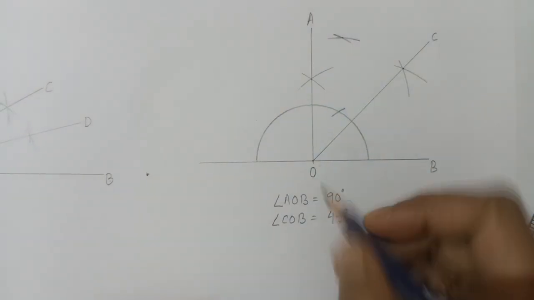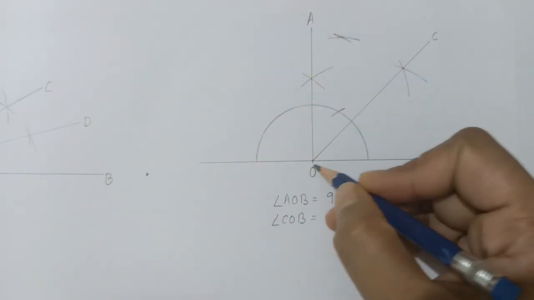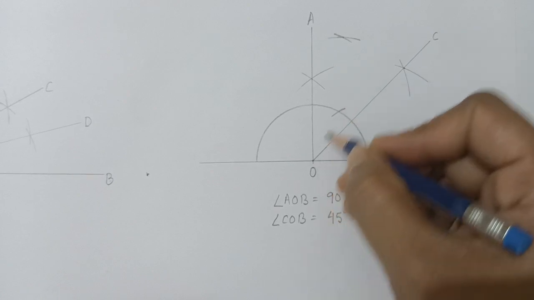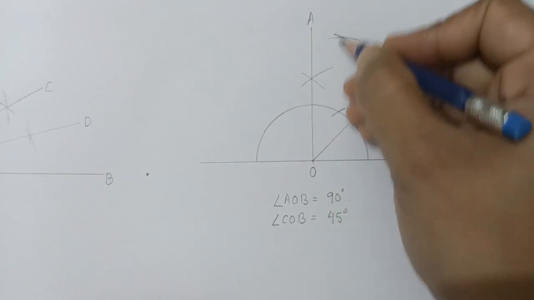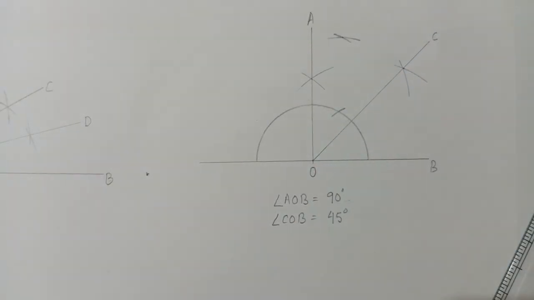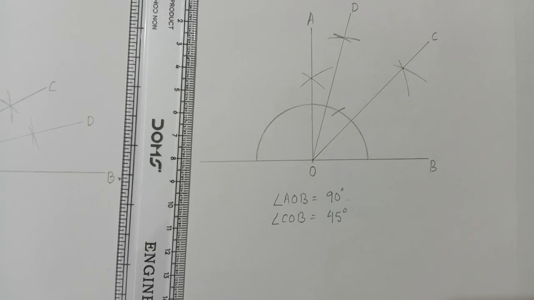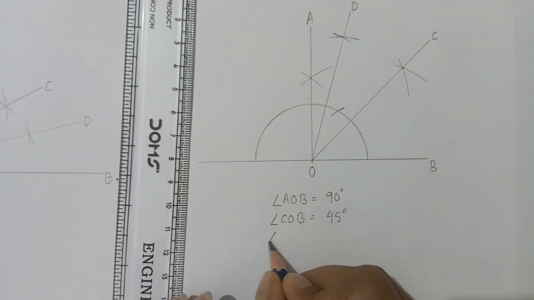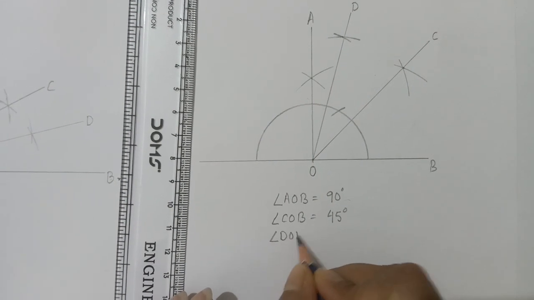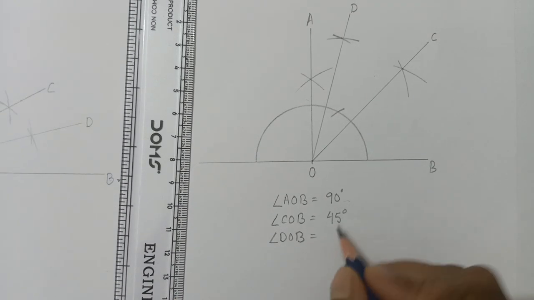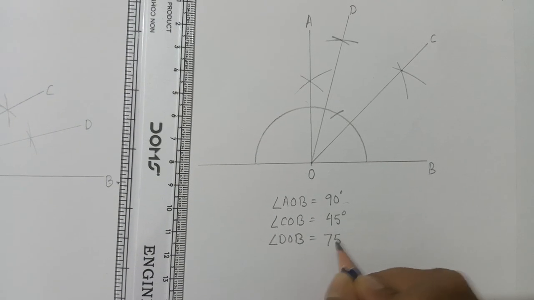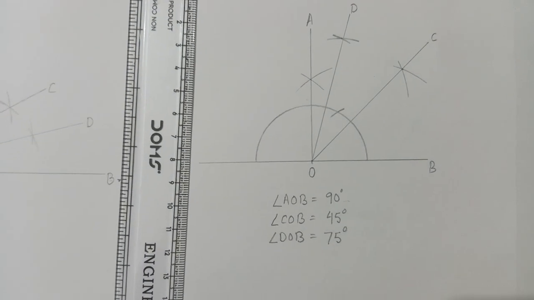Now we have to join this point and this point. This was 60 degree. If we join these two, it will be 60 degree, and this is 75 degree. So the angle we got here is angle DOB, which is 75 degree. Okay.